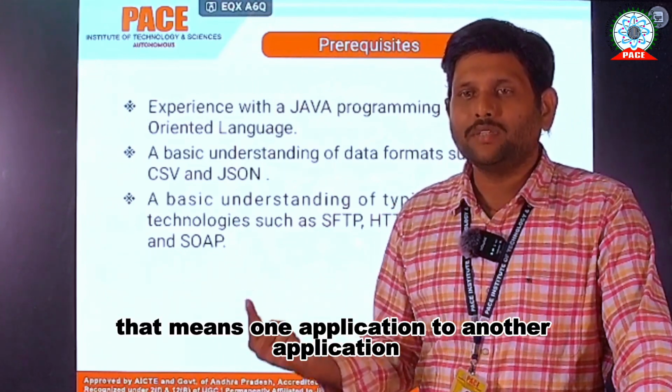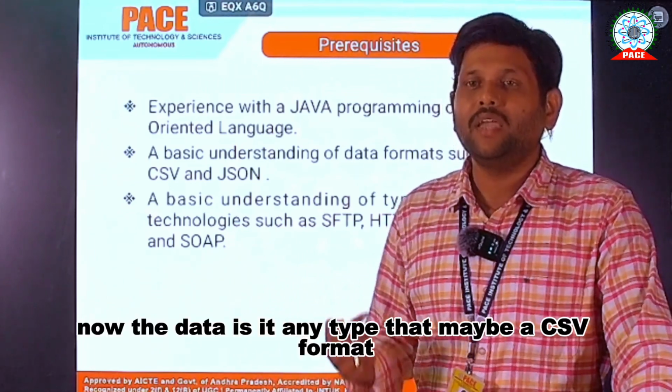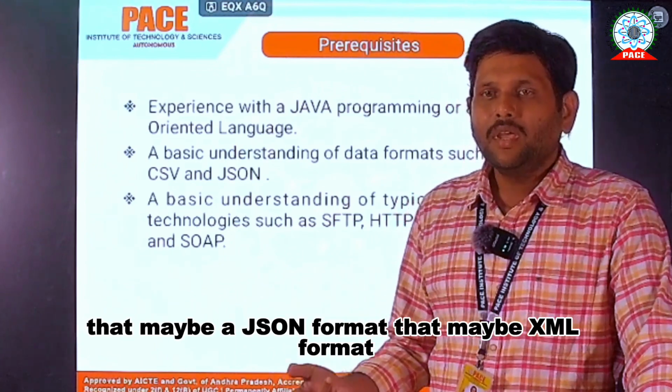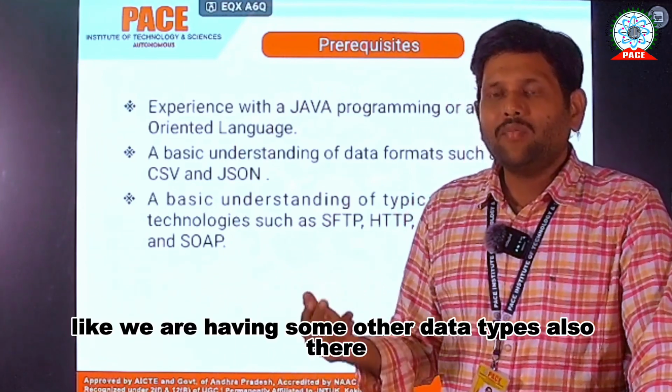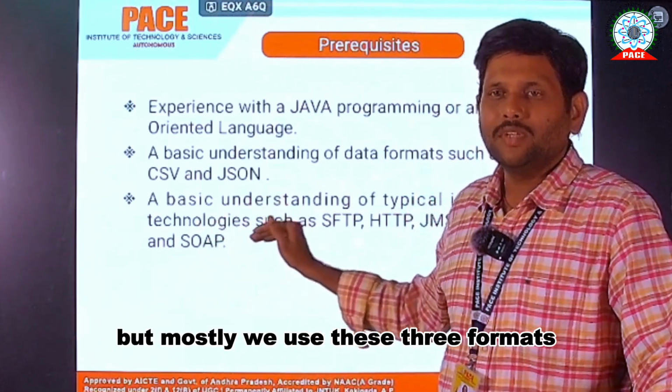That means one application to another application. We are passing the data. Now the data can be of any type: that may be a CSV format, that may be a JSON format, that may be an XML format. We have some other data types also, but mostly we use these three formats.